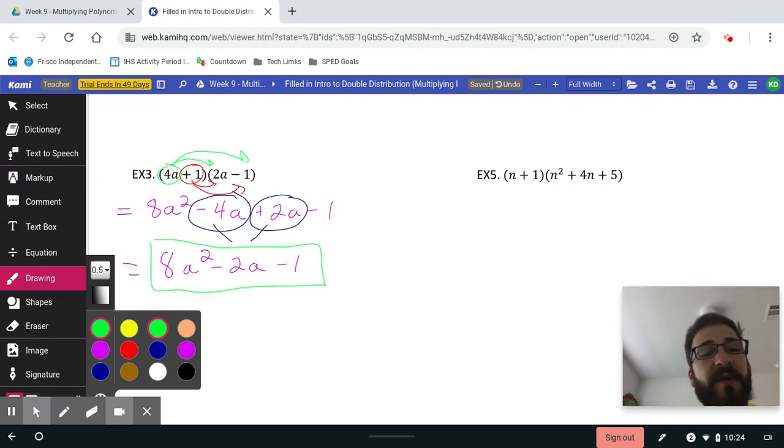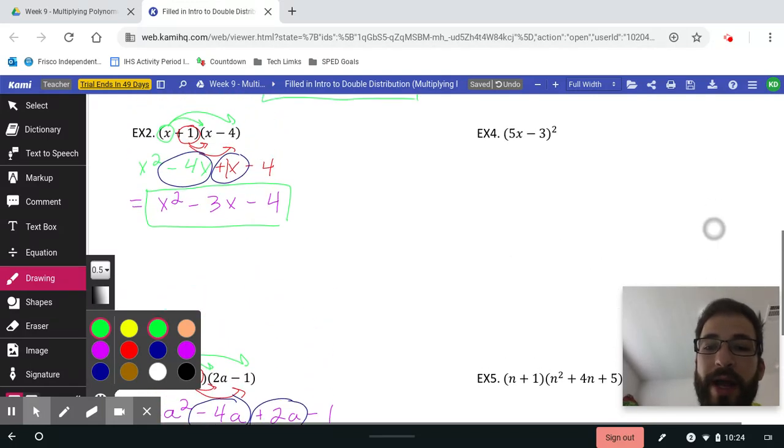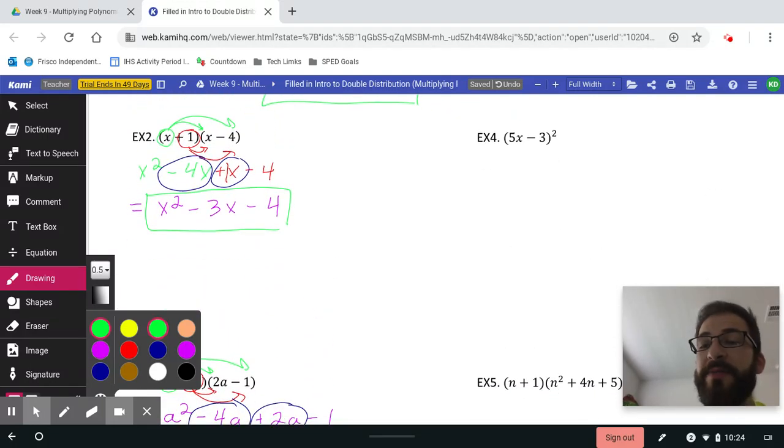So each time we should go from a factored form to a standard form. All right. Now, example 4. Example 4 looks a little weird. We have 5x minus 3 squared. So we don't have two sets of parentheses. But we can change this one to make it into what we're used to.